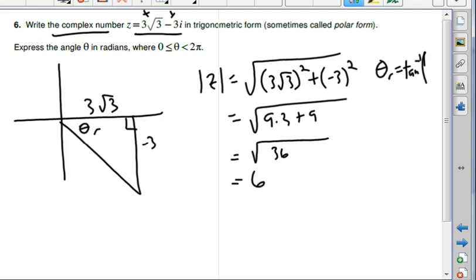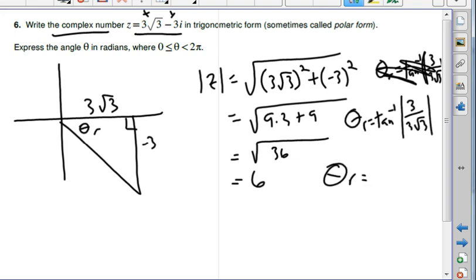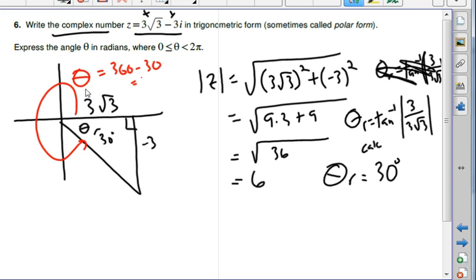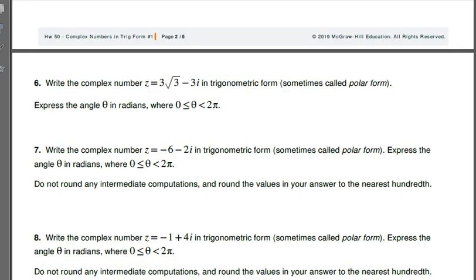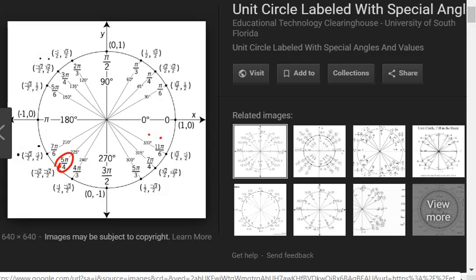Theta ref is inverse tangent of the absolute value of 3 over 3 root 3. So using the calculator, I get 30 degrees, which tells me this is 30 degrees. Now if I think about what theta is, then using my brain I realize that that's going to be 360 all the way around here minus 30. So 330 degrees.